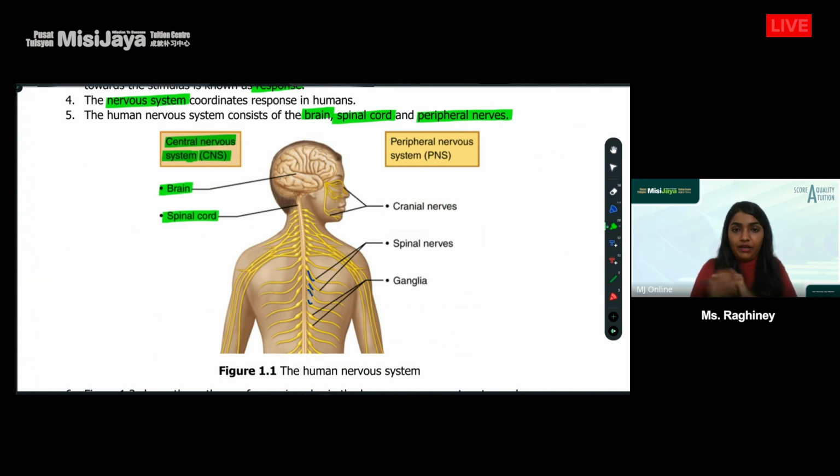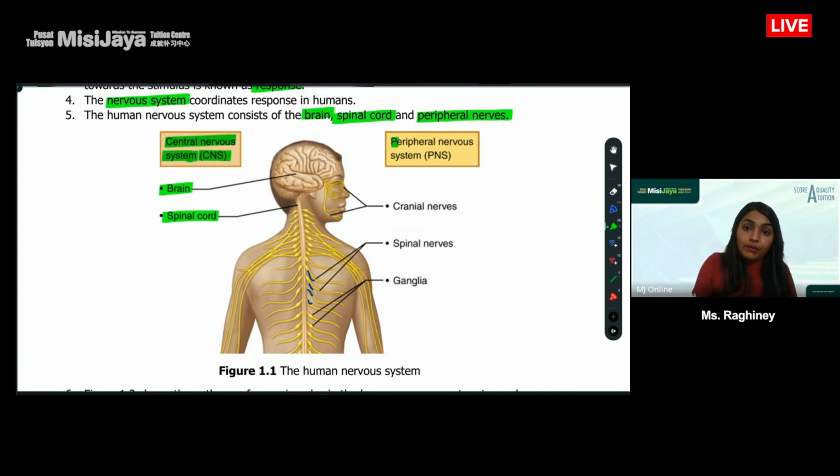Where's our brain? Everyone knows the brain is up here. Where's the spinal cord? It goes from the back of your neck all the way down, right? Is the spinal cord the same as a spine or a backbone? Is it? It's not. Okay. As I said just now, the nervous system is made out of nerves. The spinal cord is just a bundle of nerves. It's actually protected by your backbone. That's a bone. This is a nerve. Okay, they are different things.